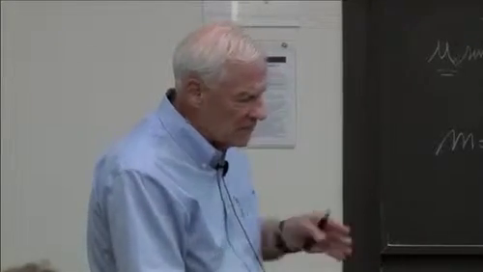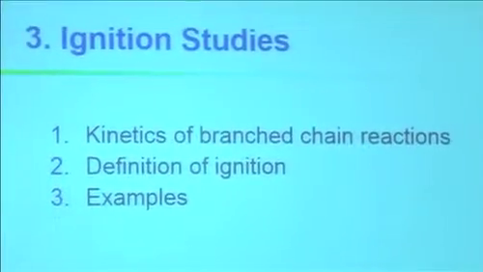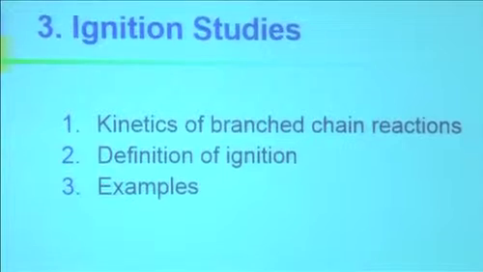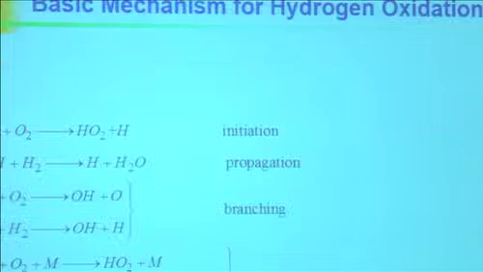Now, that was a diversion because I thought it would tie in with the spectroscopy. The simplest way to use a shock tube for combustion is to measure the ignition time delay. That's like the simplest, crudest thing you can do. To help you understand that, let's look at the kinetics of branched chain reactions.